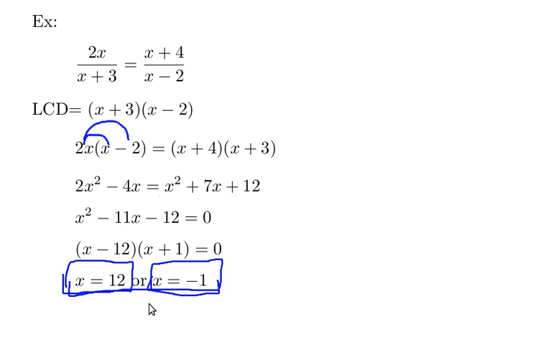One thing to bear in mind is that it is very possible, none of the examples I did here do this, but it's very possible that none of your answers will be valid. And when that's the case, you just write down no solution.